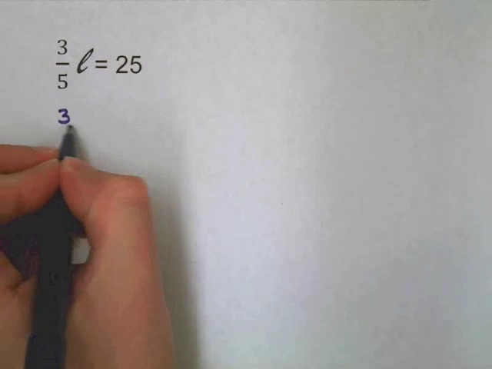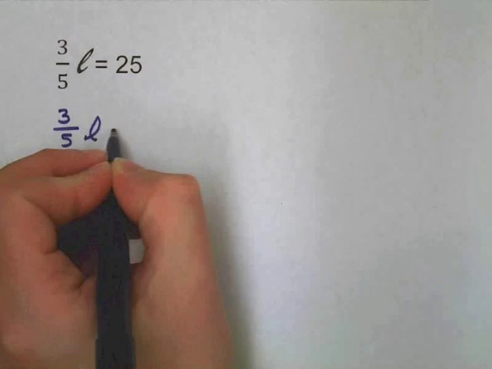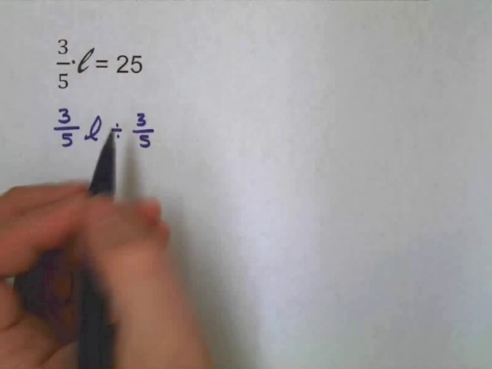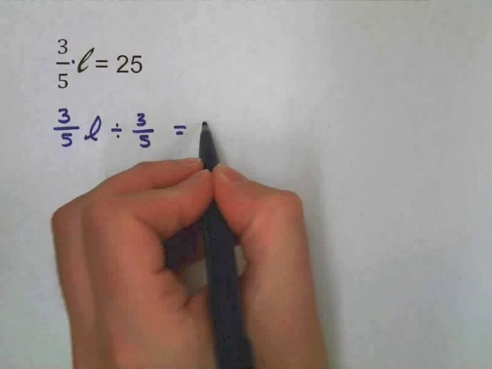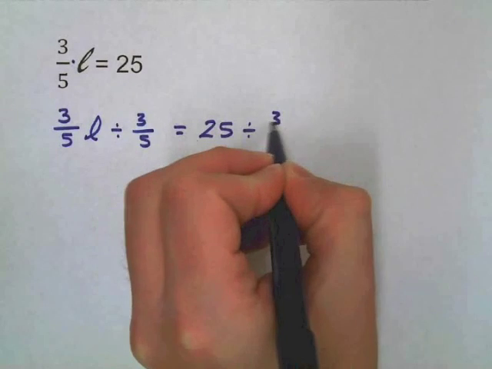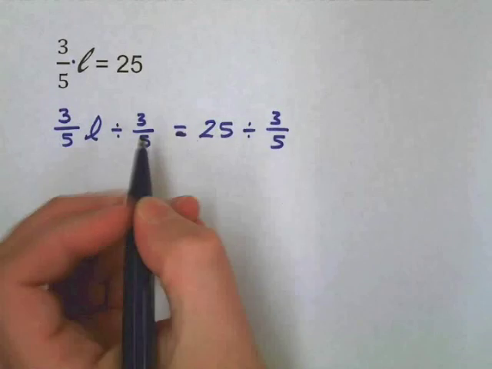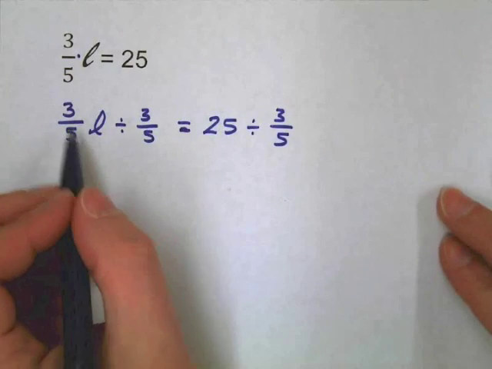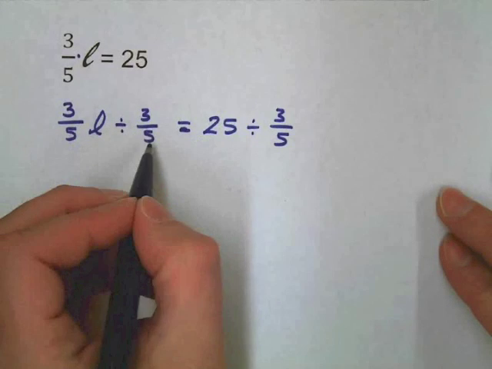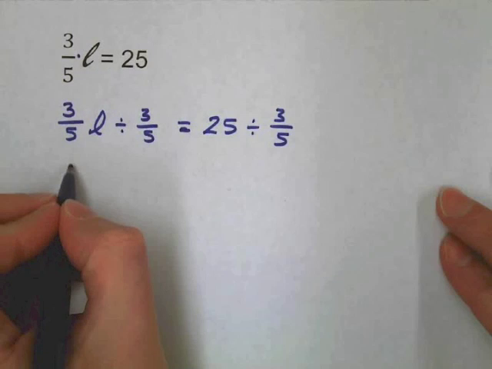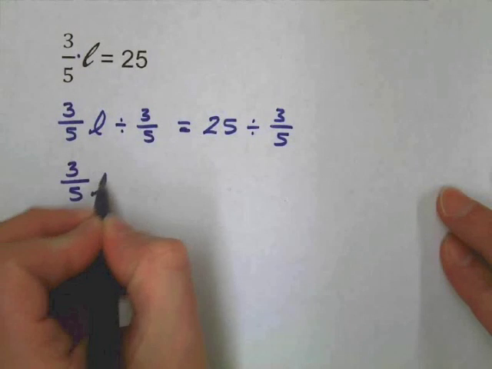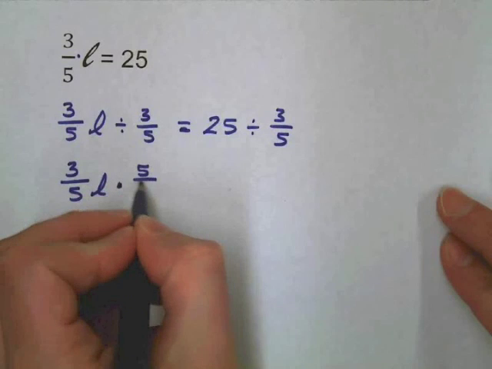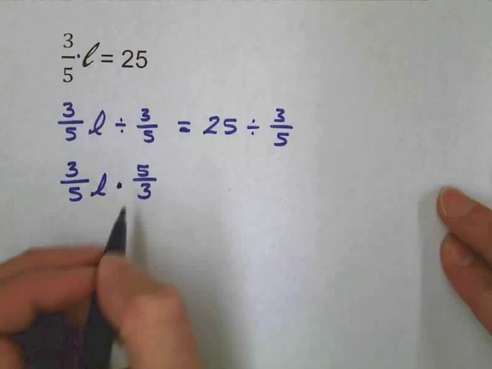So I'm going to say that 3/5 times L divided by 3/5, because this was a multiplication, so I'm going to divide to get L by itself, is equal to 25 divided by 3/5. And I'm doing it to both sides because I want to keep it in balance. So let's take a look here. 3/5 divided by 3/5 times L divided by 3/5. I'm going to think of that as a multiplication problem. And if I switch it to a multiplication, I'm going to do the inverse. So that 3/5 becomes a 5/3.